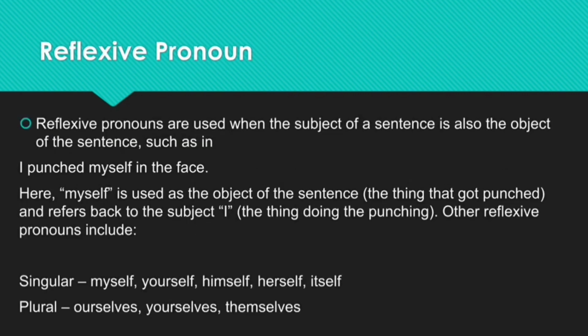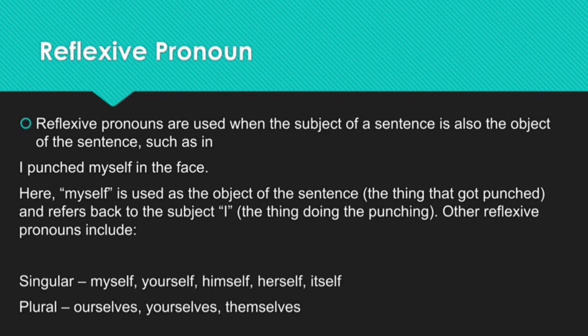The next one is reflexive pronoun. Reflexive pronouns are used when the subject of a sentence is also the object of the sentence. I punched myself in the face. By the way, I am not a mad girl. You must be thinking the ma'am is mad who has punched herself in the face. No, I didn't. It is just an example.